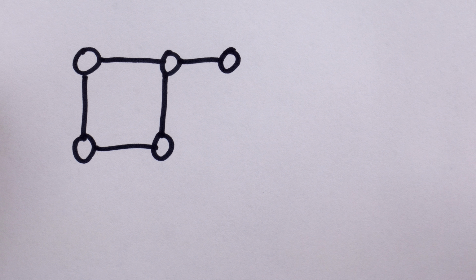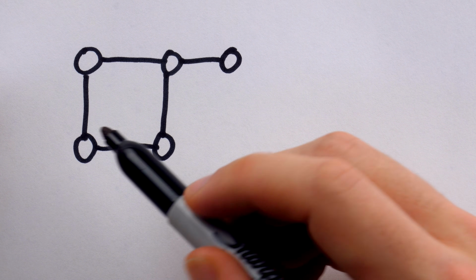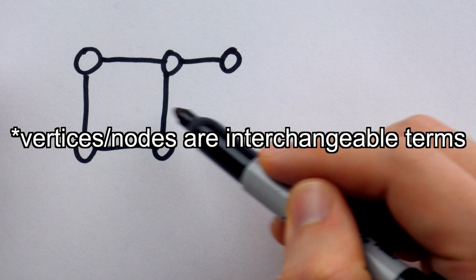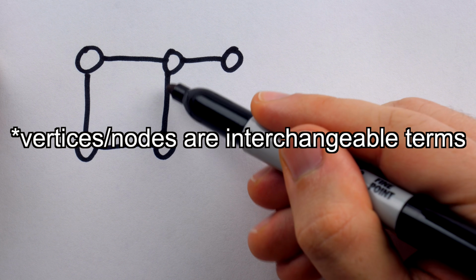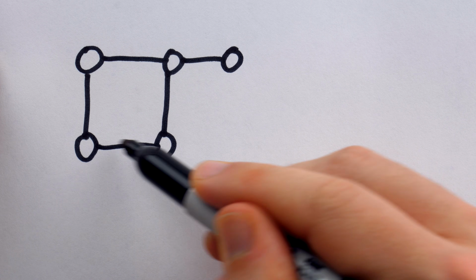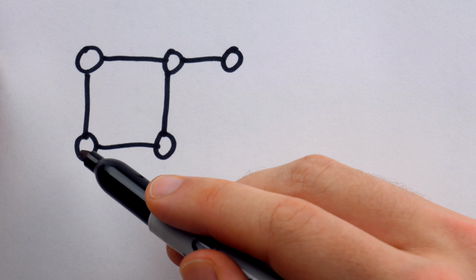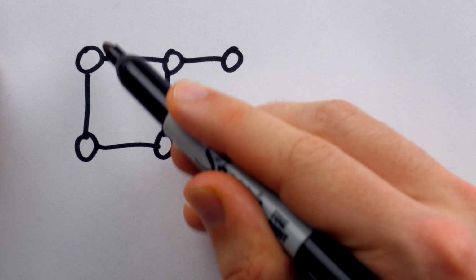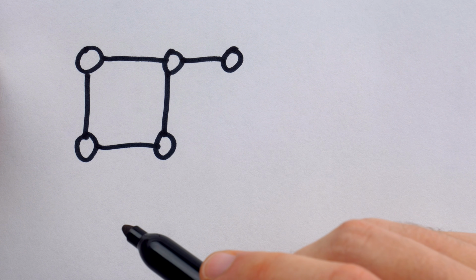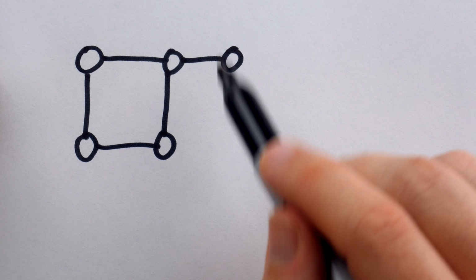One question we might ask is if it's possible to color the vertices of a graph so that no 2 adjacent vertices are colored the same. So no 2 vertices that are joined by an edge should have the same color. Is it possible to do that with this graph?